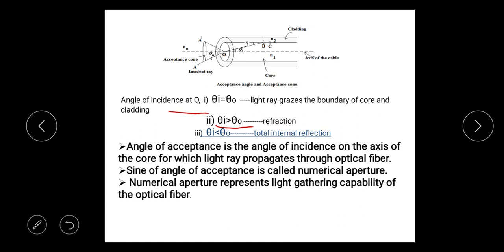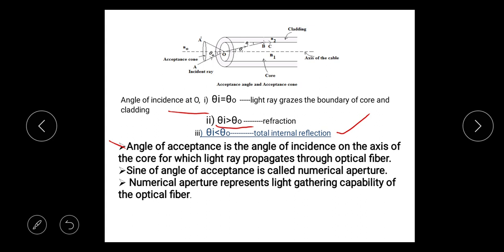So due to total internal reflection, light ray propagates through optical fiber and this is considered as a condition of propagation. So in three cases we have one angle that is theta naught. That angle is called as angle of acceptance. So angle of acceptance is the angle of incidence at which light ray propagates through optical fiber. It is given here.